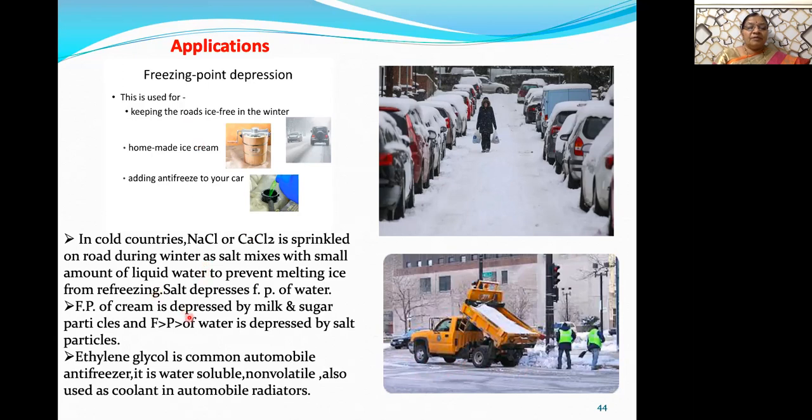Second, homemade ice cream. Here the freezing point of cream is depressed by addition of milk and sugar particles, and the freezing point of water is depressed by salt particles. Again, one more common example in our day-to-day life: adding antifreeze to your car. In automobiles, ethylene glycol is a common antifreeze that is used. Ethylene glycol is a water-soluble, non-volatile liquid. It can also be used as a coolant in an automobile radiator. So these are the applications of freezing point depression.